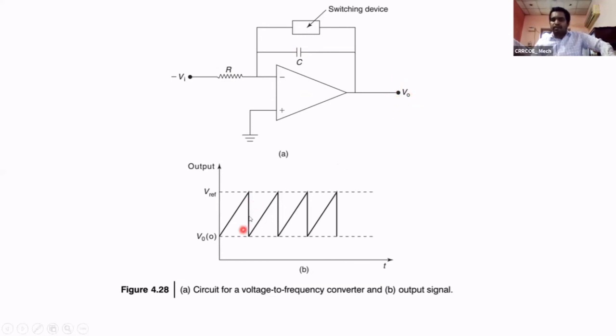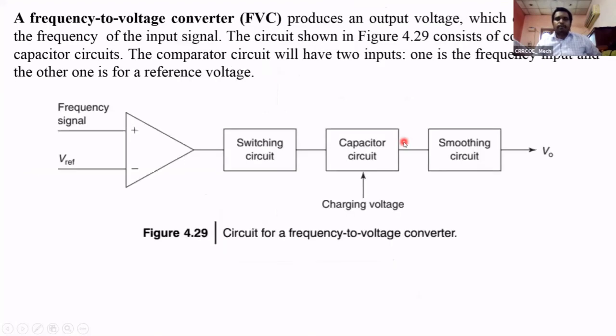We can control the frequency between the output voltage and the reference voltage, because only at the reference voltage does the switching turn on. A voltage below the reference voltage means the switch is off and there is no charging in the capacitor. With the help of this circuit, we can control the frequency and convert voltage into frequency. Next, a frequency to voltage converter.